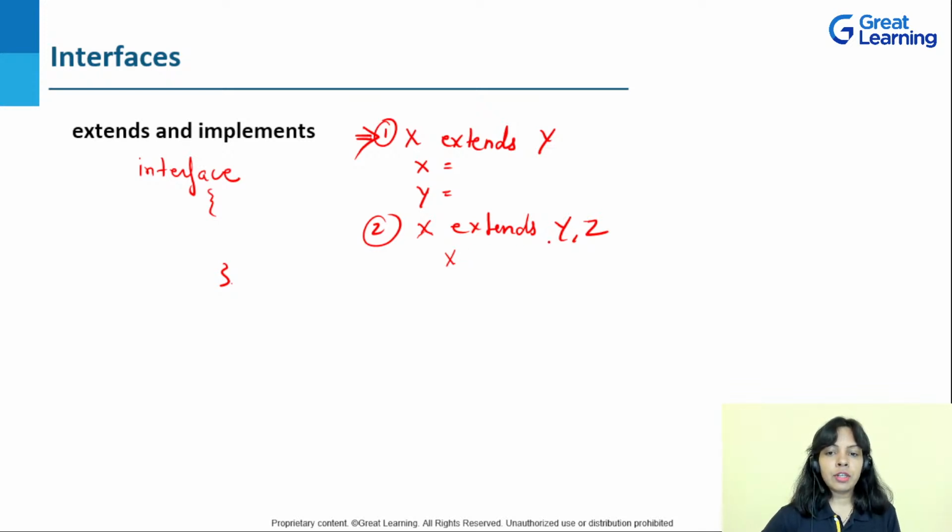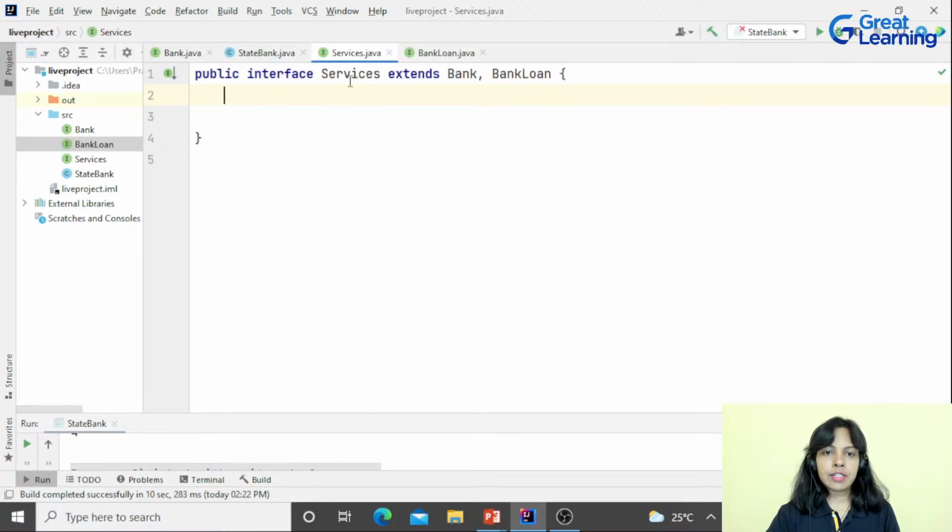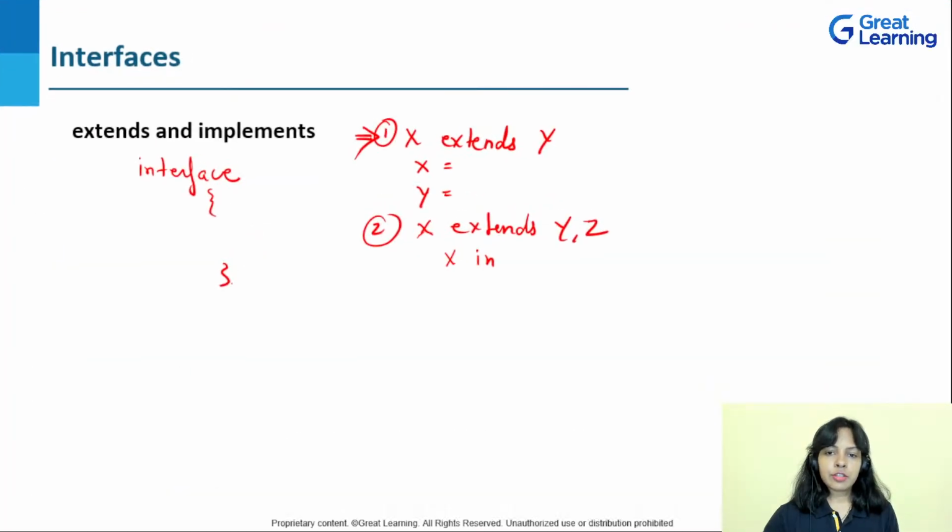Okay, guys, first of all, multiple inheritance is not there in Java. So keeping Java in mind, you have to answer. So X should be interface. Right now, I gave you an example here. See here, interface services extends bank and bank loan. So X extends Y, Z is what I'm asking you. In that case, all three should be interface only, right? X, Y, and Z all should be interface.